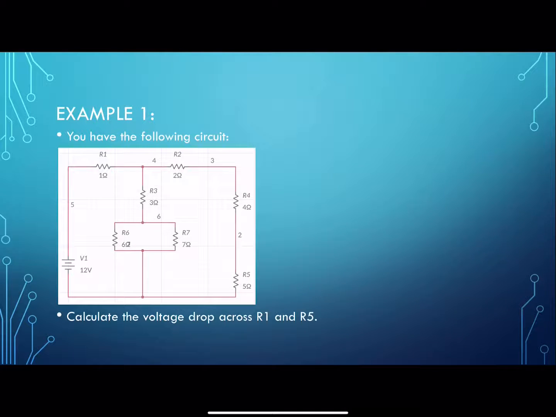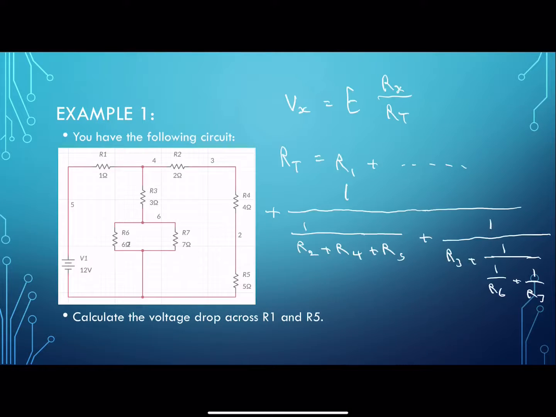For example, we have this circuit in here. We need to calculate the voltage drop across R1 and R5 using VDR. Firstly, we use our equation Vx equals E times Rx over Rt. We start by calculating what Rt is equal to.